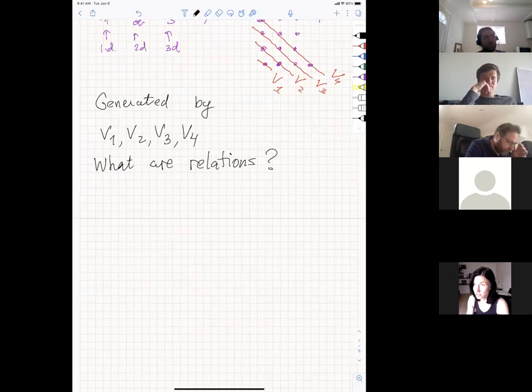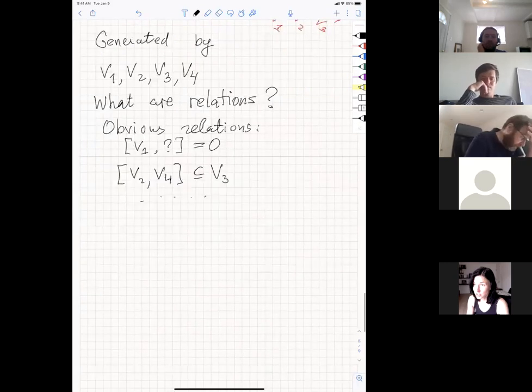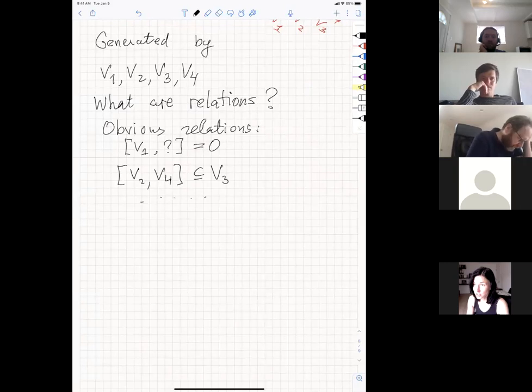Well, of course, there are some obvious relations, which are things like that. For example, V1 is just constant, so this is in the center, and then V2 with V4 is in V3. So there are some obvious relations like that. I'm not going to write them down, but there are also interesting relations.